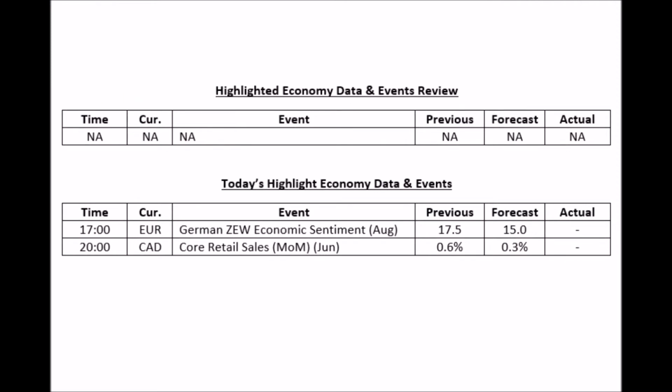Alright, so now we're going to go through the highlighted economic data for today. Yesterday was a quiet trade on Monday, so there was no data or events released.